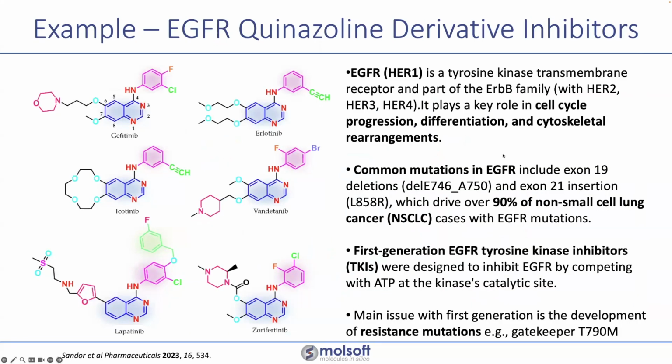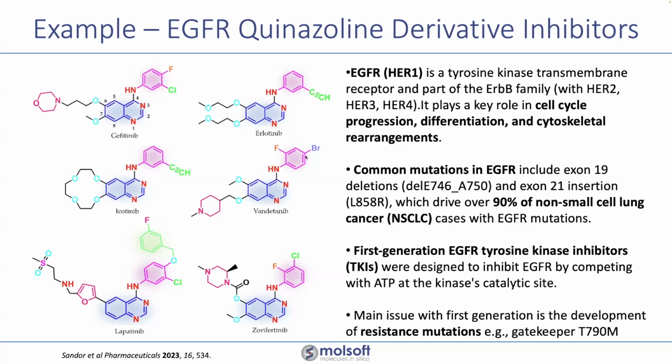So the example we're going to look at today is some EGFR inhibitors with a quinazoline derivative core. These are the first generation inhibitors for EGFR that were designed for common mutations such as exon 19 deletion and exon 21 insertion, which drives about 90% of non-small cell lung cancer cases.